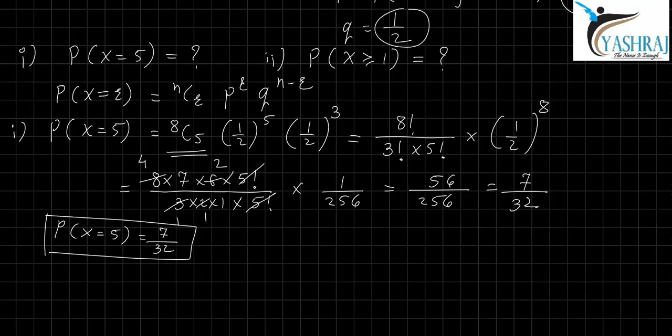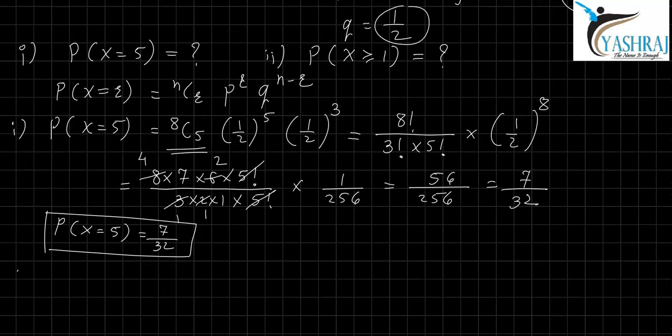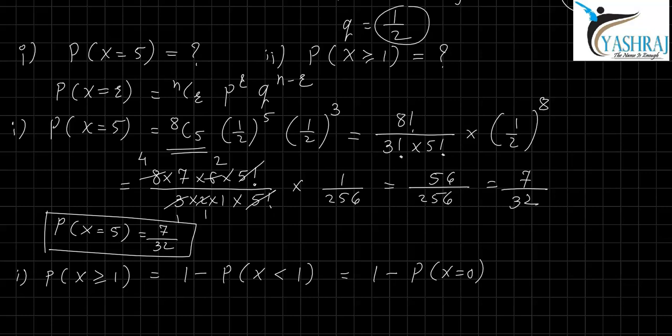Now try to evaluate for at least once a head will appear. For that we have to use the complement law. So P of x greater than or equal to 1 is 1 minus P of x strictly less than 1, which means P of x equals 0.